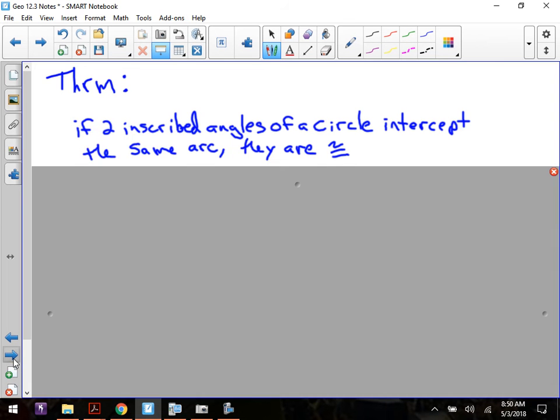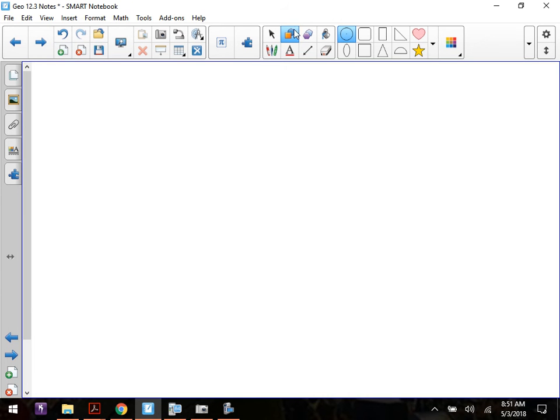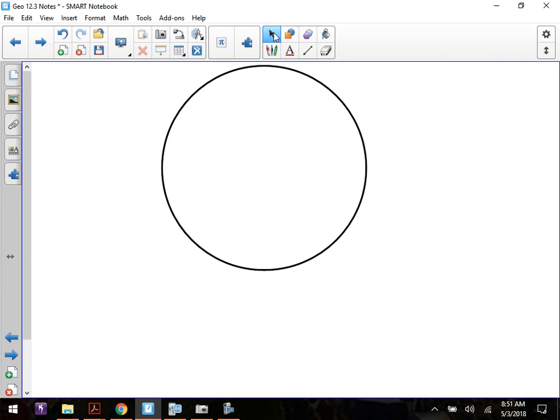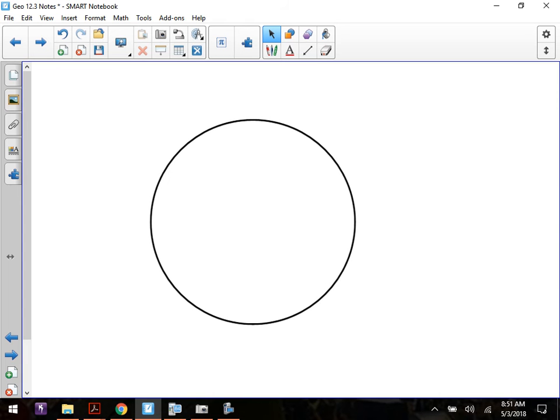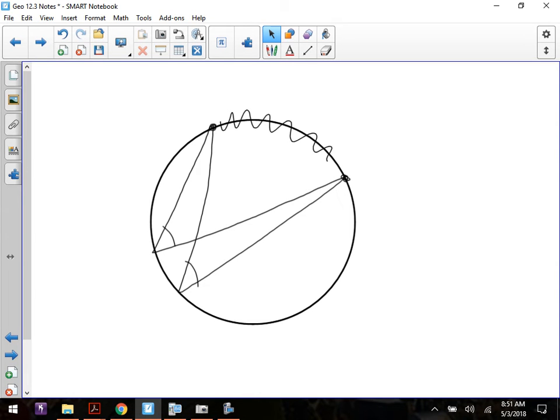Let's try that one. If two inscribed angles of a circle intercept the same arc, those angles have to be congruent. If you think about it, when you have a circle, say we have one angle that goes from here to here, and I have one from here to there. Don't these two angles hit the same arc?